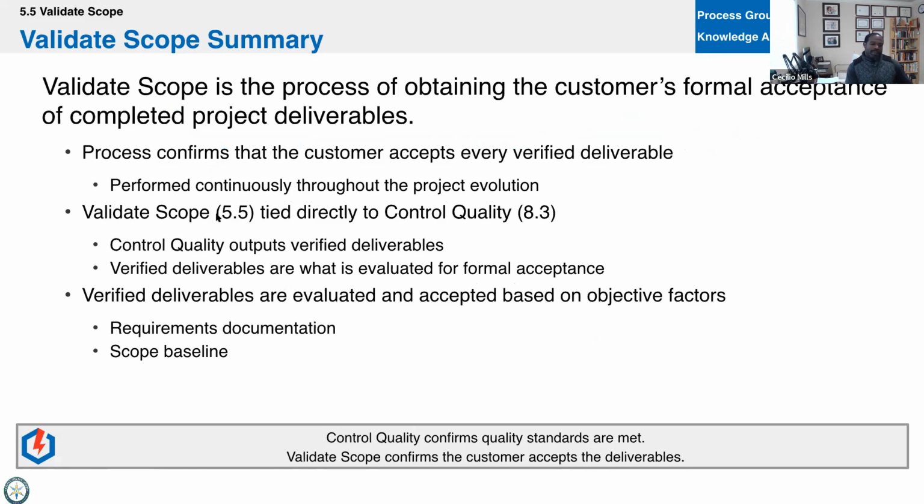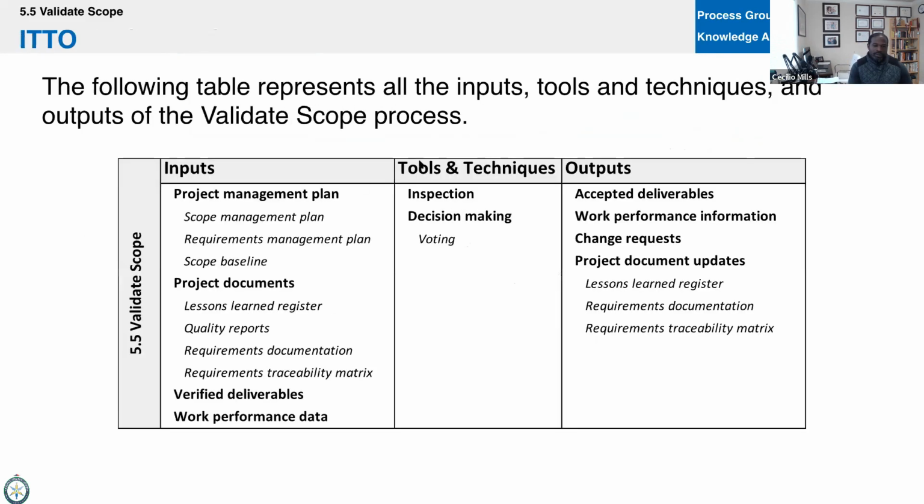These two processes, validate scope and control quality, are tied together because we can't take something to the customer unless we've tested and inspected. Technically speaking, right? That's what we're supposed to do. We're supposed to verify it first, and then it's just a formality here. So the whole goal is to get accepted deliverables.